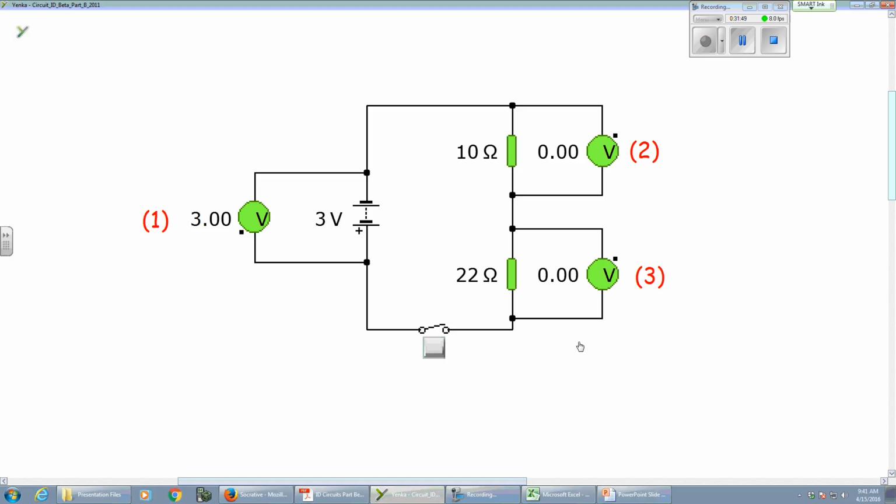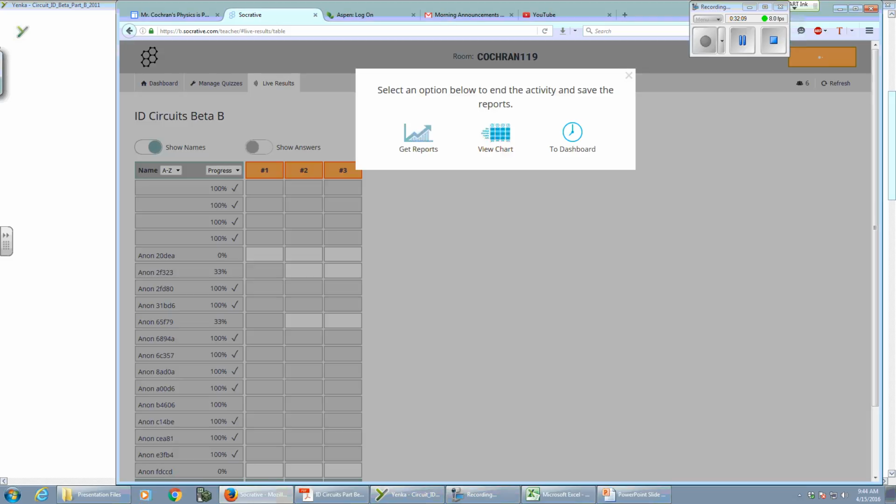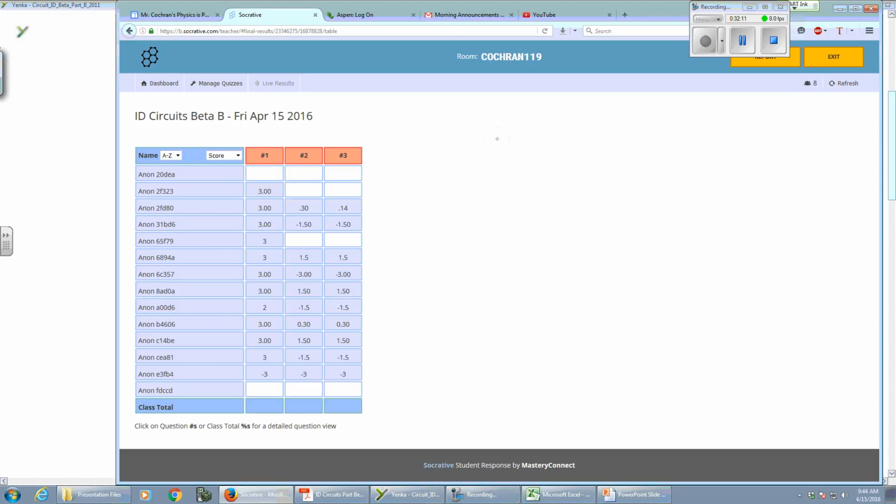So, series circuit, looking at voltage: 3-volt battery, 10 ohm resistor, 22 ohm resistor. What are going to be the voltages across the 3 elements when the switch is closed? In the interest of time, I'm going to have us finish that, and let's look at what people put as results.